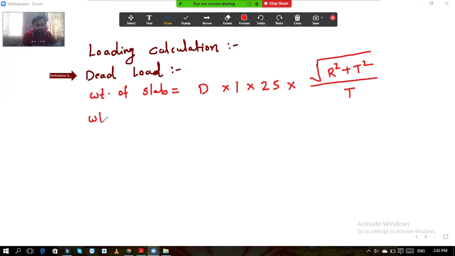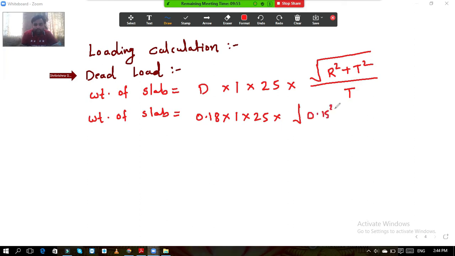So now again weight of slab is equal to D. What is the value of D now? It is 0.18 into 1 into 25 into, here I will write under root, our riser and tread, 0.15 square plus 0.28 square.